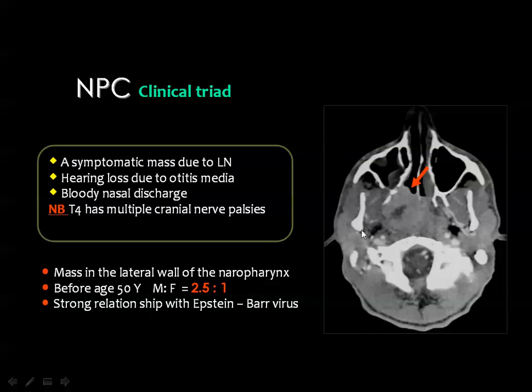Also, the presence of a lesion intimately related to the Eustachian tube will result in obstruction of the tube and the development of otitis media. And this is very important. Otitis media in adults or elderly patients should make you look very carefully for any nasopharyngeal malignancy, and maybe bloody nasal discharge due to bleeding from the tumor.